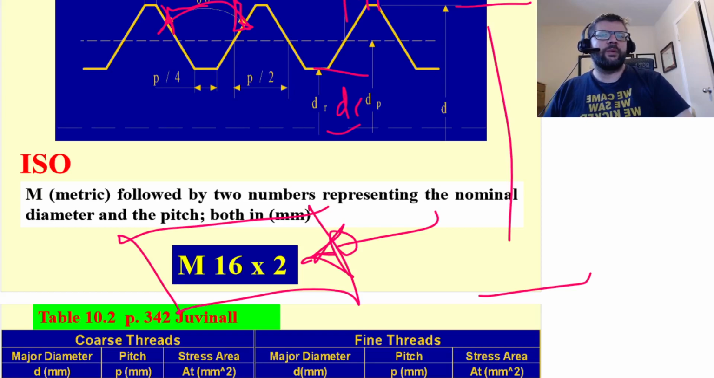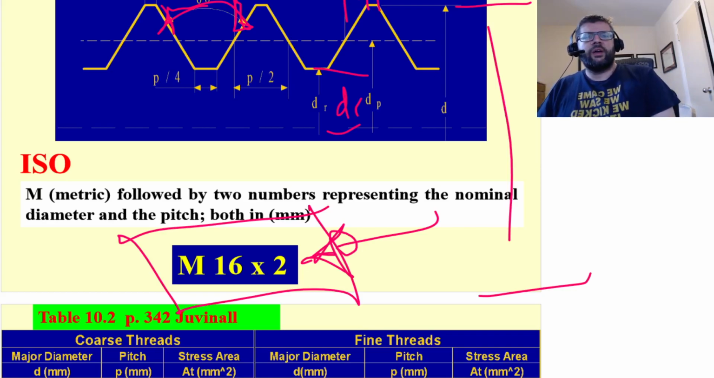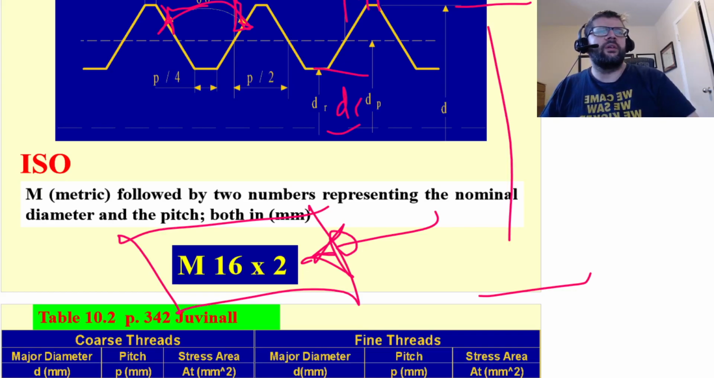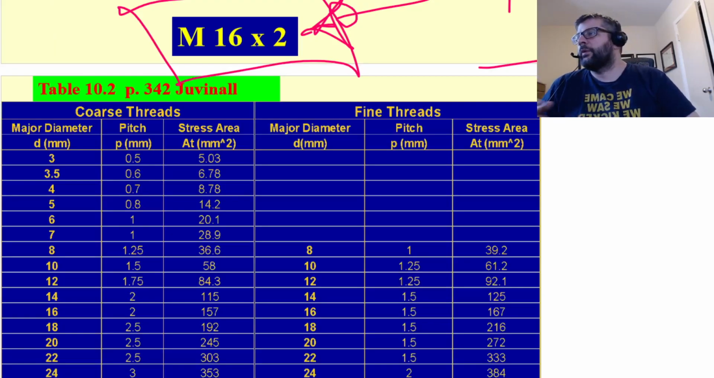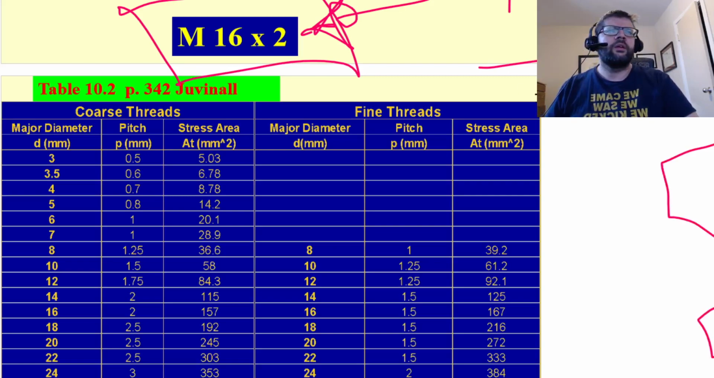Having said that, we still need to take those pitches and those diameters and figure out certain parameters. So the stress area is an important one. Okay, so if you've got a threaded portion, actually, here.